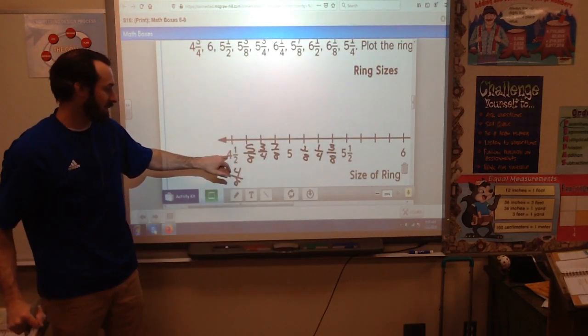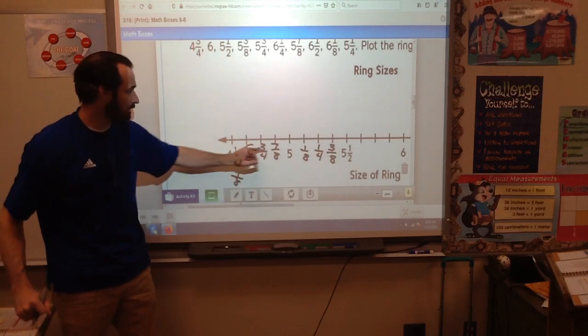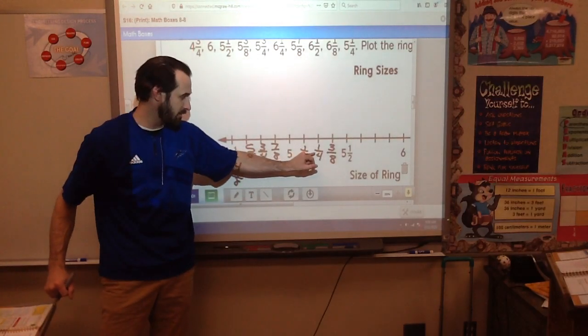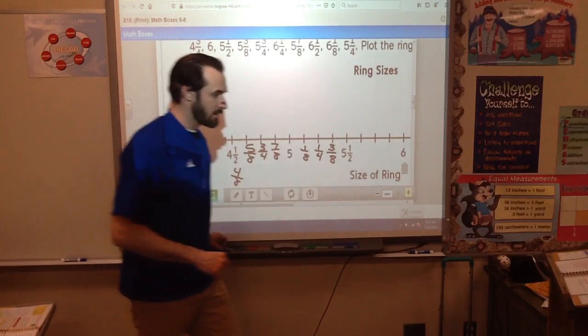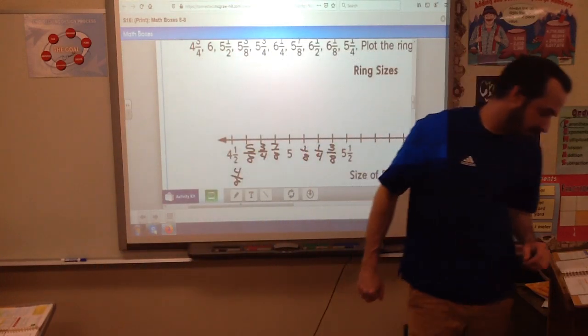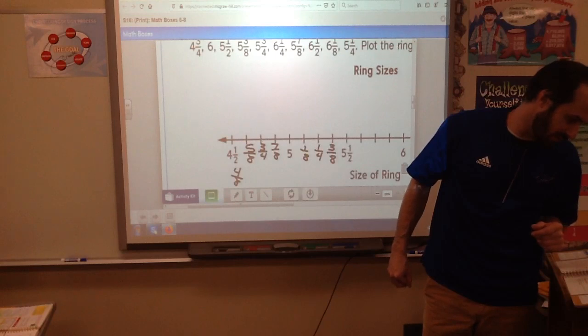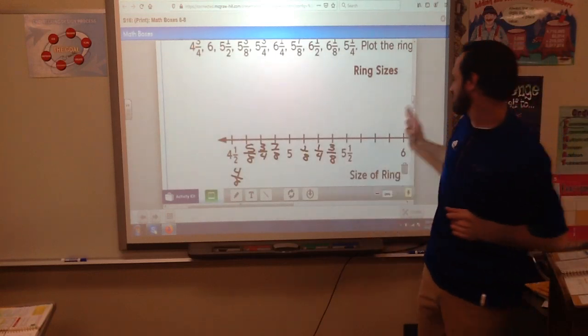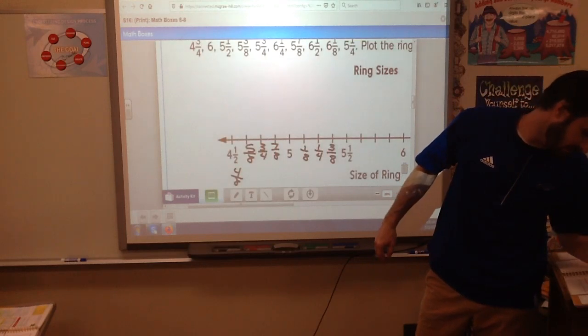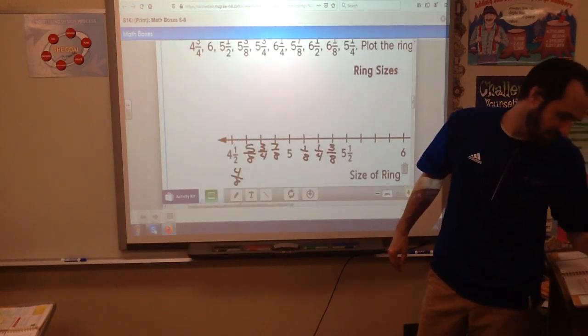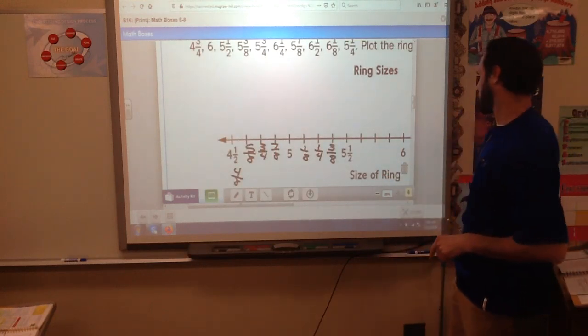But remember, there's still got to be a whole number. 4, 4, 4. This would be a 5, 5, 5. Make sense? And then they do have the questions underneath. The difference between the largest and smallest is take the biggest x, subtract the smallest x, and then how many rings are larger than 6. Find where 6 is, count everything on this side.